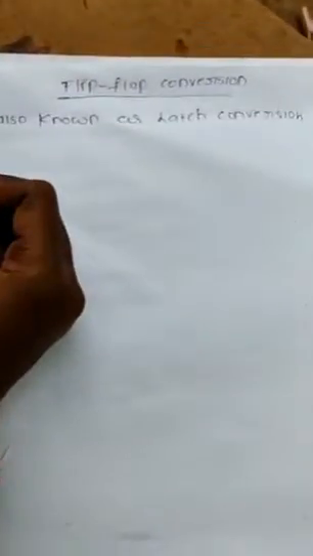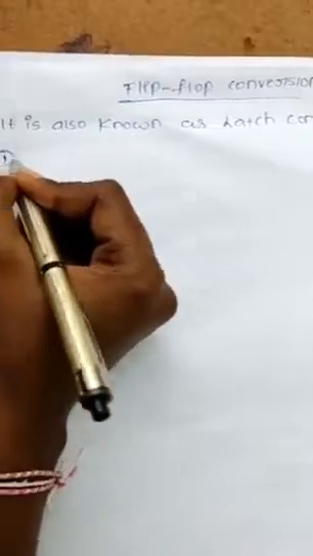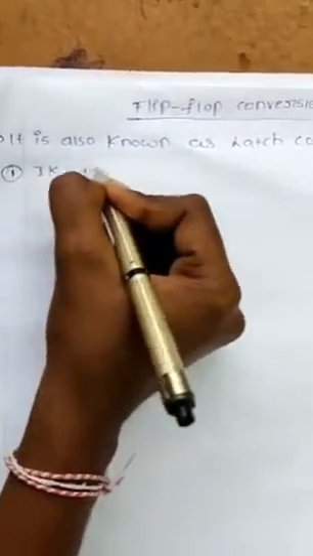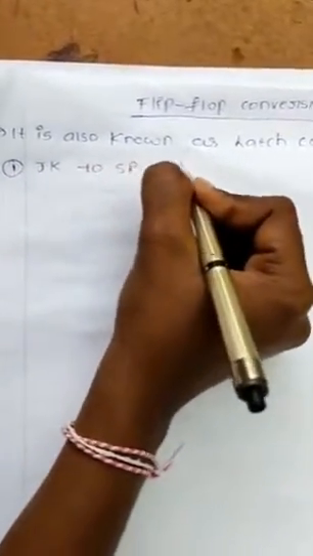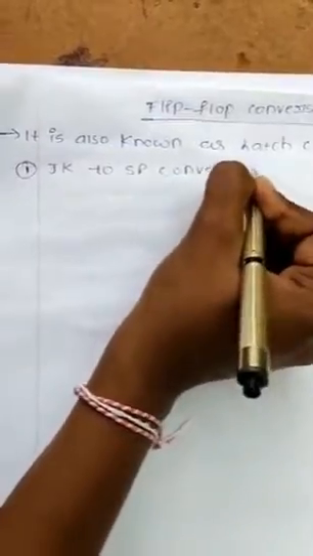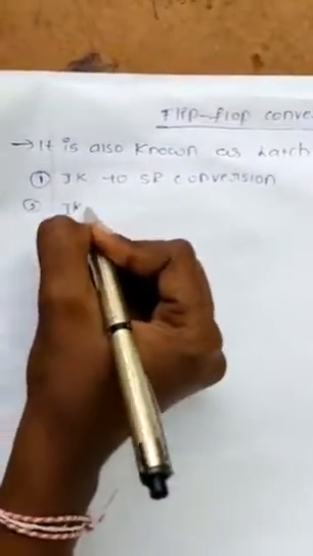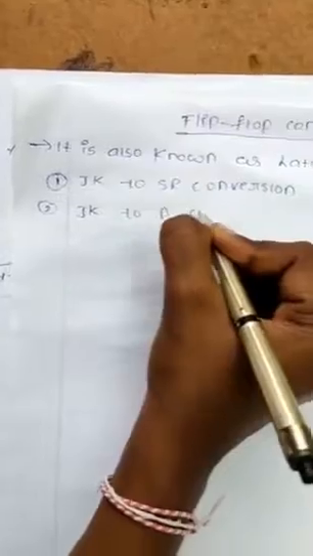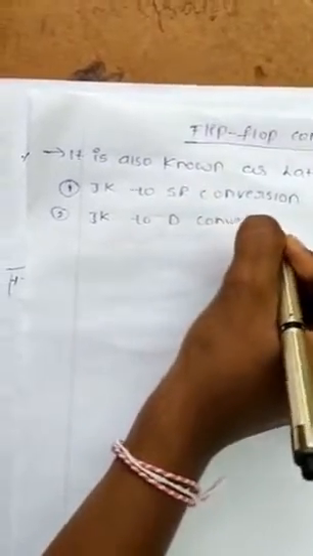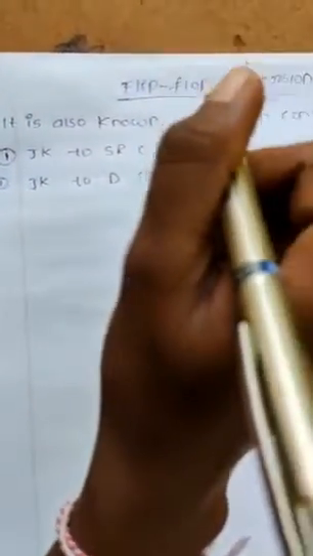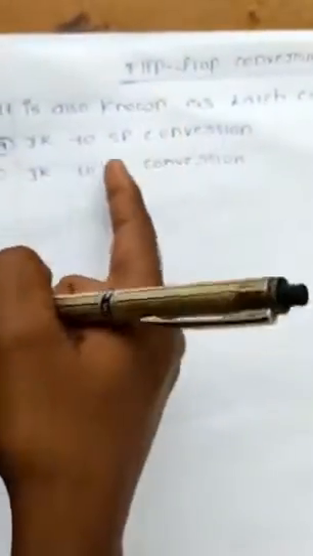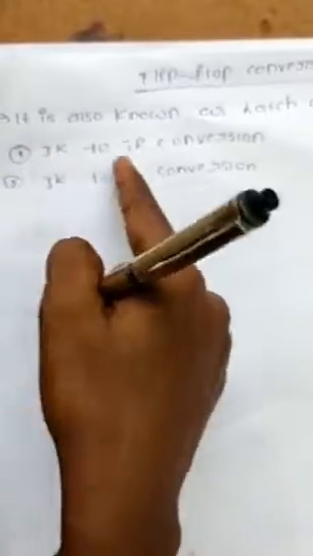There are many types of flip-flop conversions, but we are going to discuss one type: JK to SR conversion, and the second one, JK to D conversion. In these two conversions the source is only one, but the destinations are different. So we are going to discuss two: JK to SR conversion and JK to D conversion.